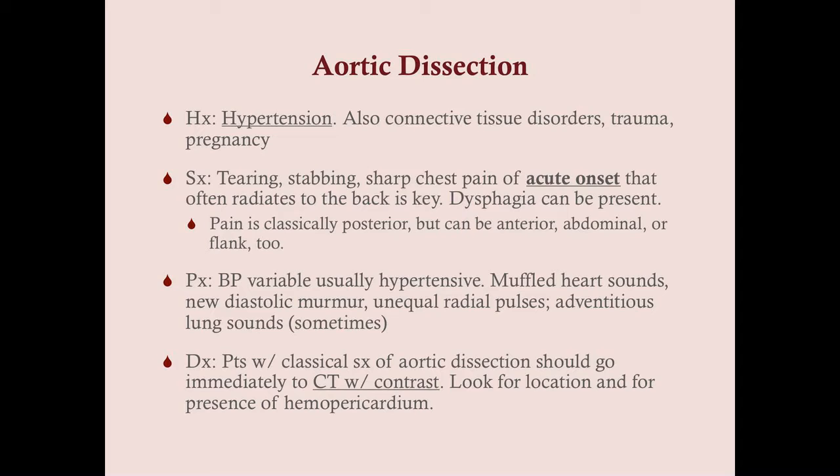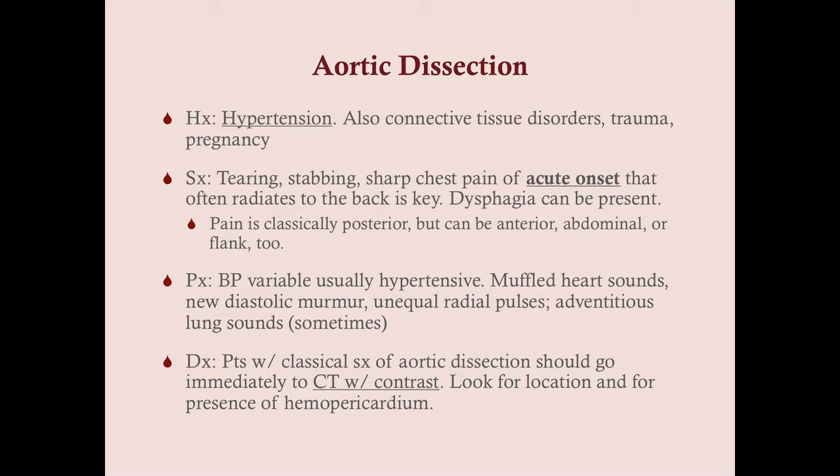So for diagnosis, if the patient doesn't have that typical back pain, or if they can't describe the pain as acute, then you're going to probably want to get an EKG. But if they have the classic signs of aortic dissection, tearing, stabbing, sharp back pain, and it came on all of a sudden, then you can go ahead and jump right to CT.